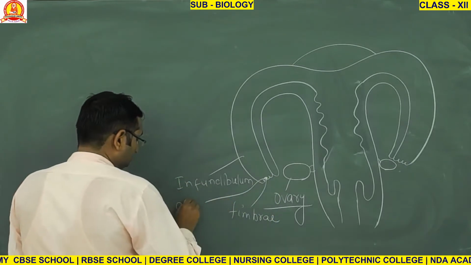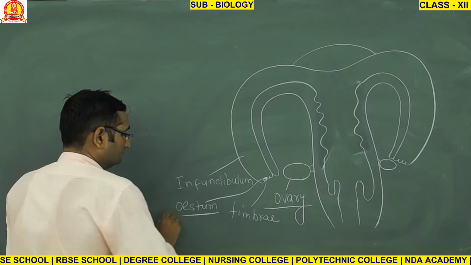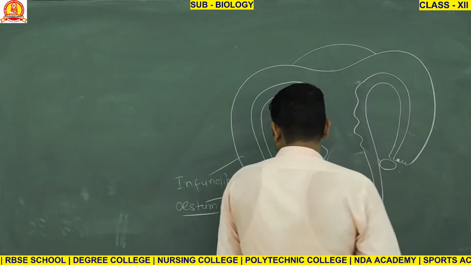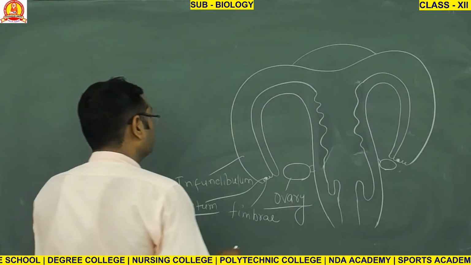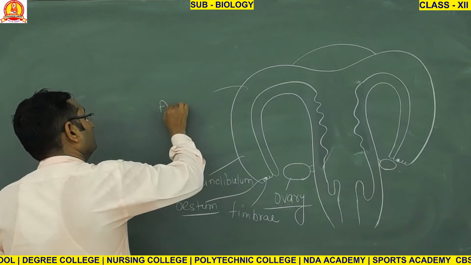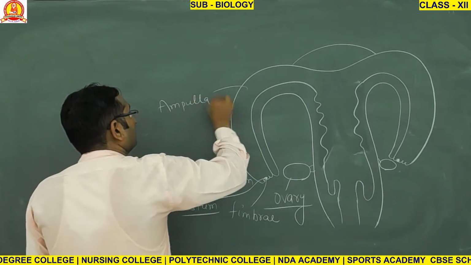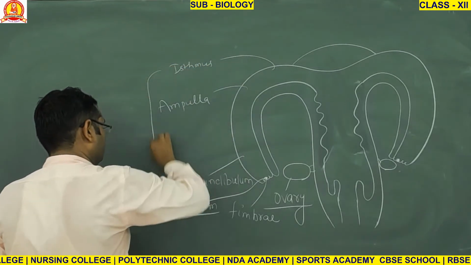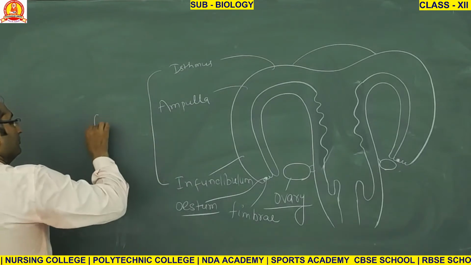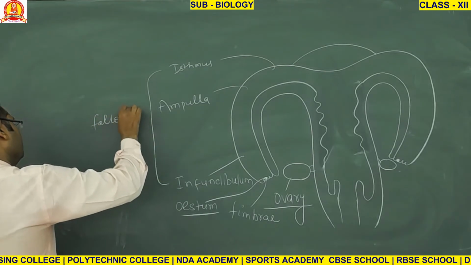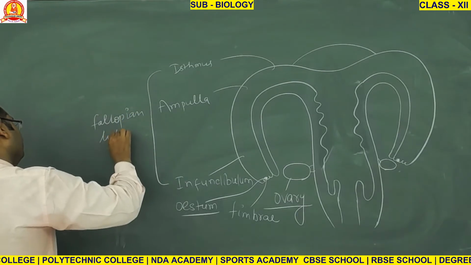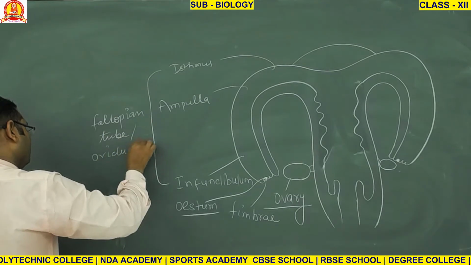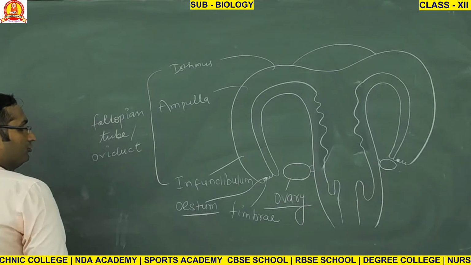Ostium. Then after this, ampulla. Isthmus. Collectively known as fallopian tube or oviduct.